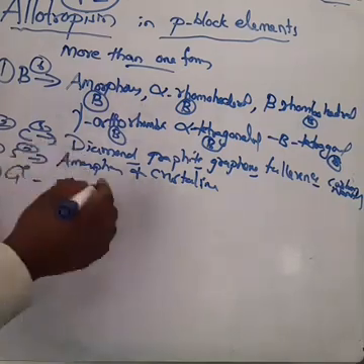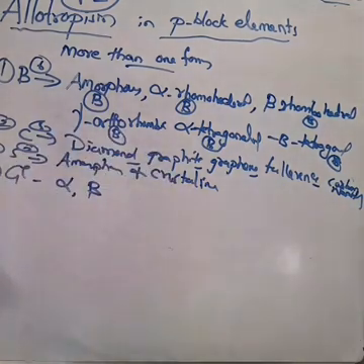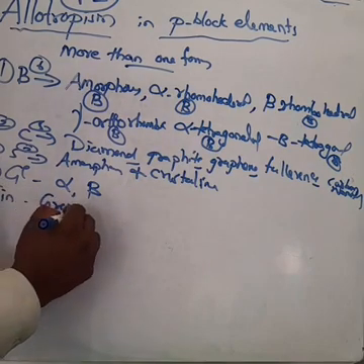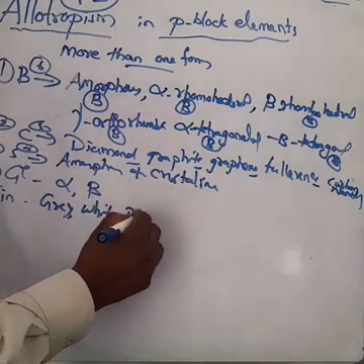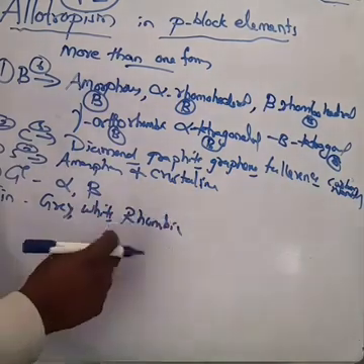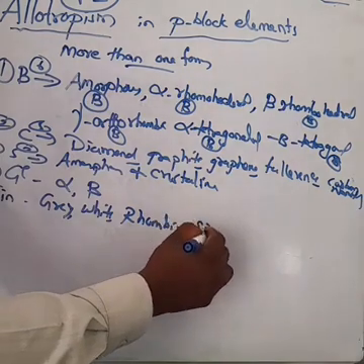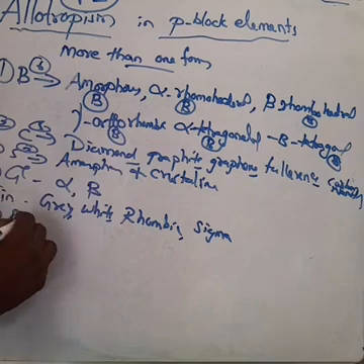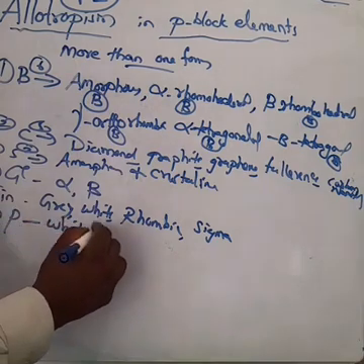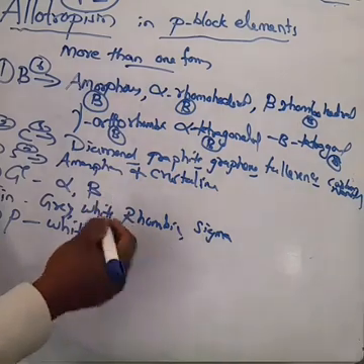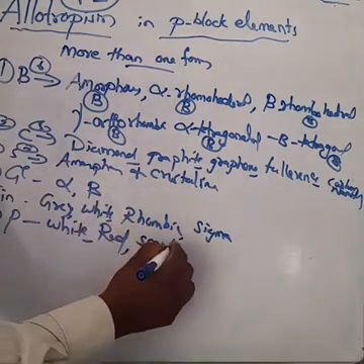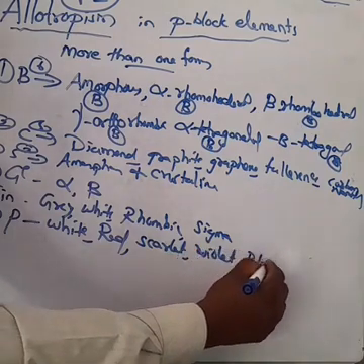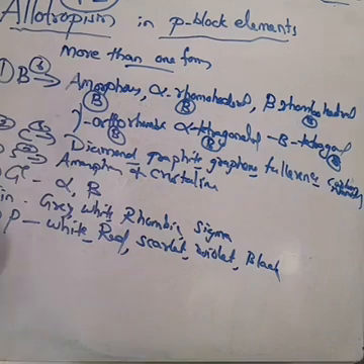Next about the germanium: alpha germanium, beta germanium. Next tin: grey tin, white tin, rhombic tin, sigma tin. Next about the phosphorus: white phosphorus, red phosphorus, scarlet phosphorus, violet phosphorus, black phosphorus.